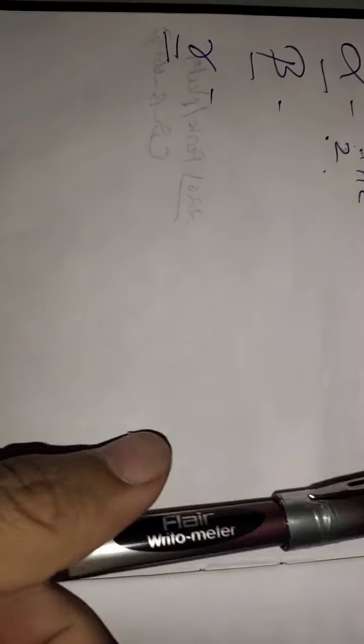And gamma decay, in which high energy photons are emitted, hundreds of kilo electron volts or more. Alpha, beta and gamma decay.